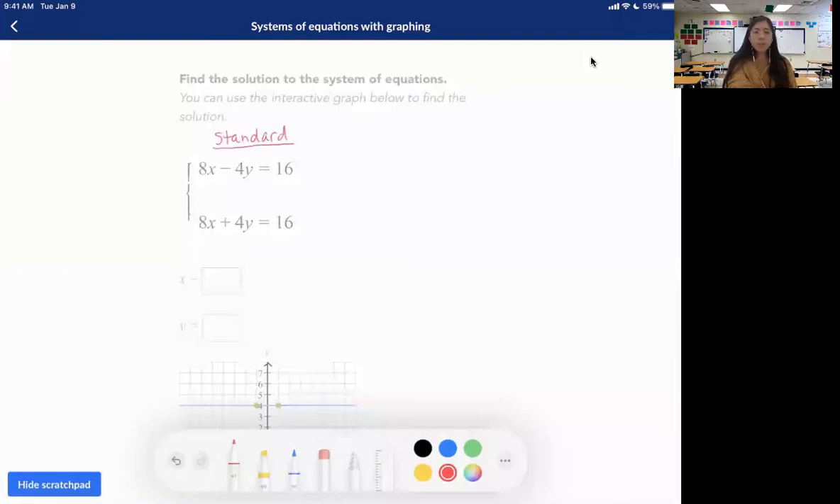So this equation, both of them are in standard form. So what happens is I don't know the slope, I don't know the y-intercept, so I have to use a different strategy. What you're going to do, let's start with equation A. I have 8x minus 4y equals 16. What you're going to do is plug in a 0 for x, and then later on a 0 for y. So I'm going to start by plugging in a 0 for my x.